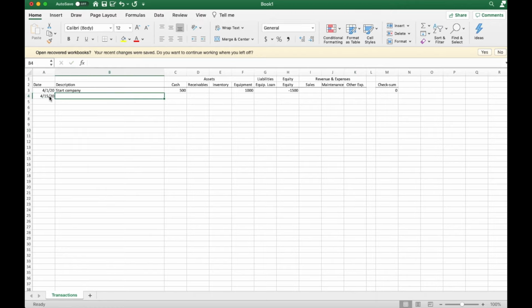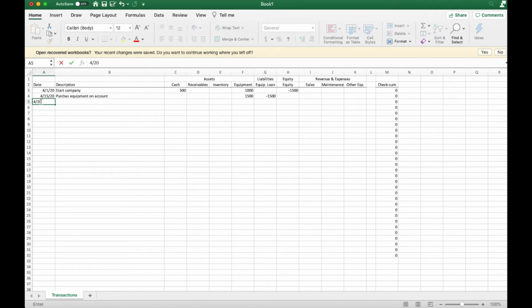So that helps. So on the 15th, we're going to purchase some more equipment with a loan, or purchase it on account. So purchase $1,500 of equipment with a loan of $1,500. Run our checksum. I'm just going to drag this to the bottom so it's there for all the rest of my transactions. As you know, it should be 0, and it is. If it's not 0, that means I kind of messed something up, and I need to go back and figure out, usually my negatives or positives are messed up. So now on the 20th, we're going to have another transaction.